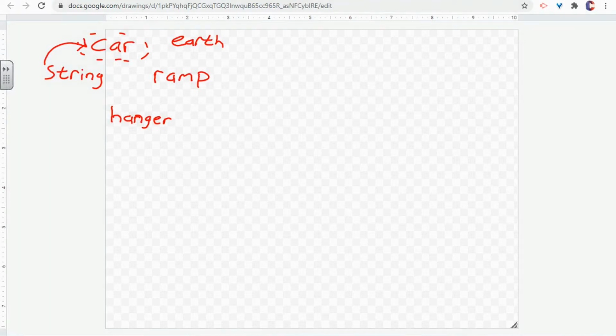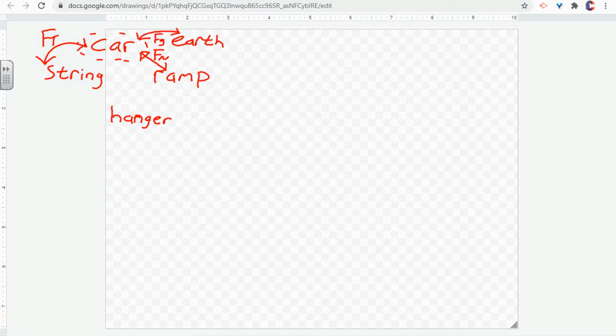So the first step in drawing the free body diagram is drawing this. We know that the string is directly in contact with the car. That supplies a tension force. We know that the ramp is in contact with the car. That supplies a normal force. And we've done something to modify the situation so that there is no friction. So we actually canceled out friction. And we know that the earth supplies a gravitational force.